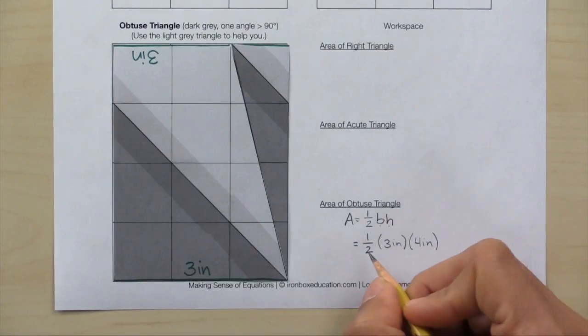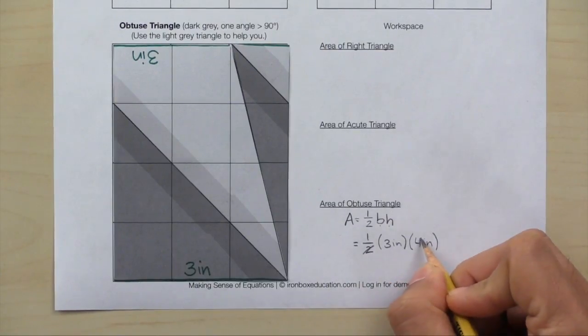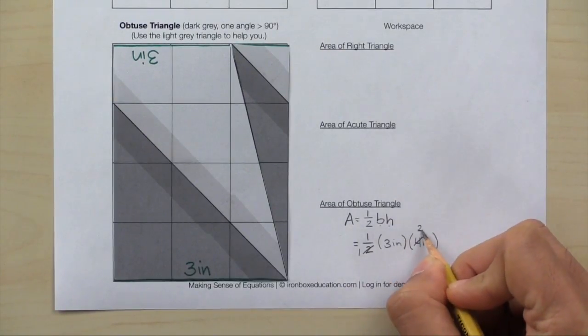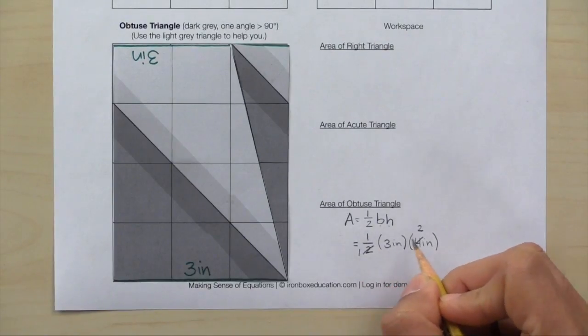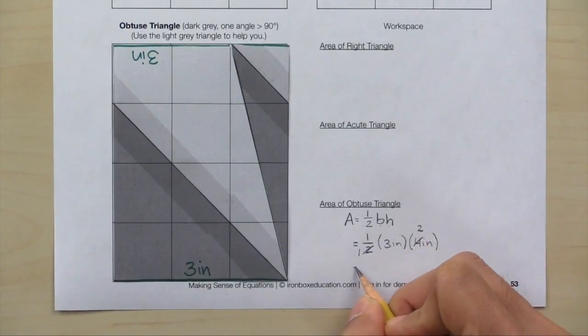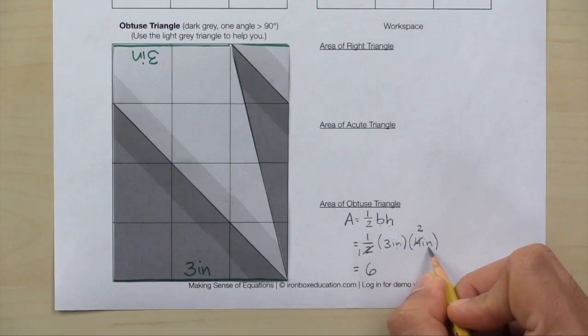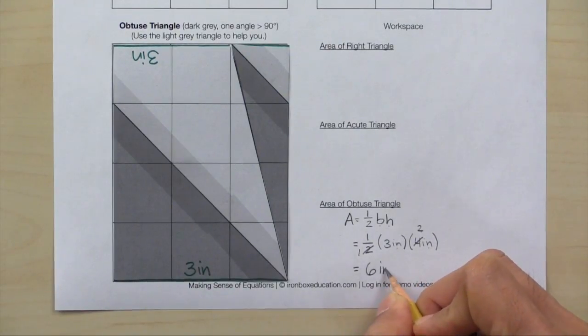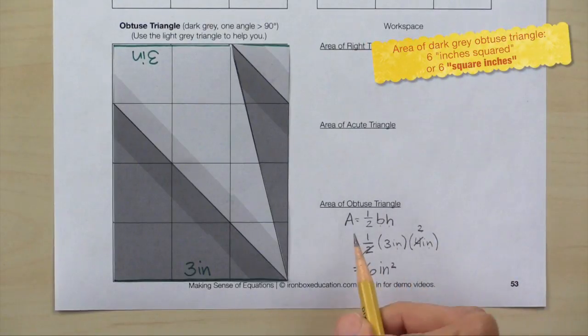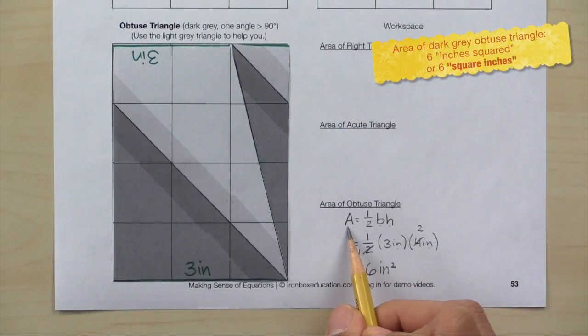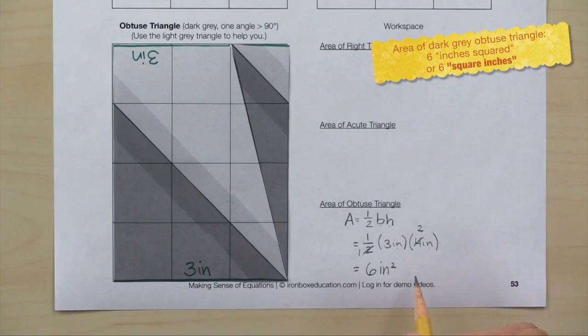Let's simplify. We can divide by 2 and divide by 2. 1 times 3 times 2 equals 6. Inches times inches equals inches squared. So the area of the dark gray obtuse triangle is 6 inches squared, or 6 square inches.